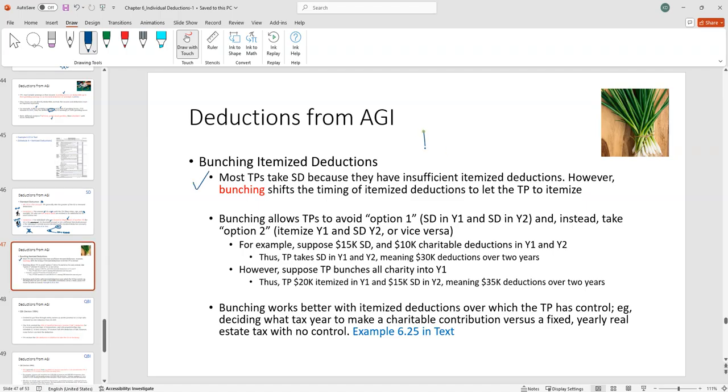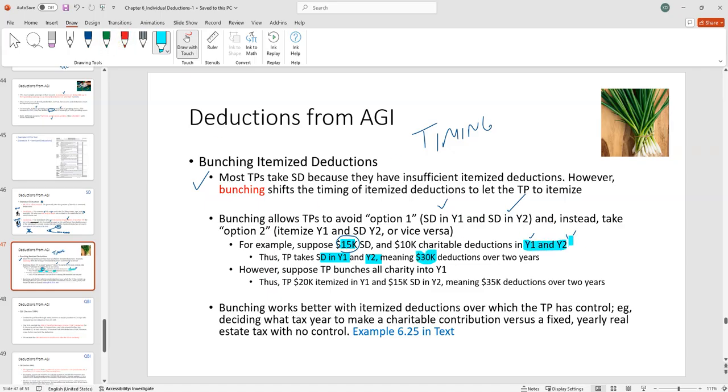Bunching, you can look at. This is essentially a timing strategy with bunching, right? You're trying to avoid taking the standard deduction year over year, and you time your itemized deductions whereby you can get use of them and itemize in 1 year. So say we have 15,000 standard deduction for both years, and there's 10K of charitable deductions in year 1 and in year 2. So if you think about it, you don't have enough to itemize in any given year. In year 1, you would take the standard deduction. In year 2, you would take the standard deduction.